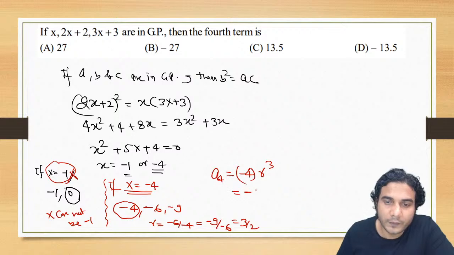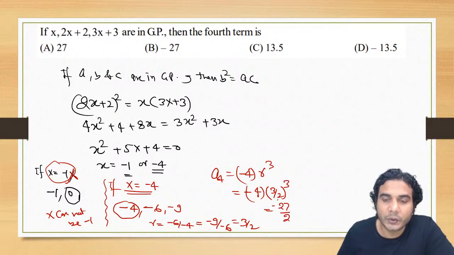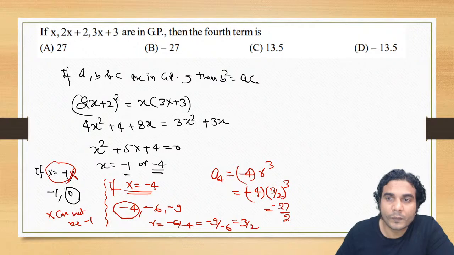So put the value of common ratio. Common ratio is what? 3 by 2. So 3 by 2 raised to 3. So what is this going to be? 3 into 3 into 3, 27, divided by 2, with minus sign. So that is 13.5 but with negative sign. This is your answer.